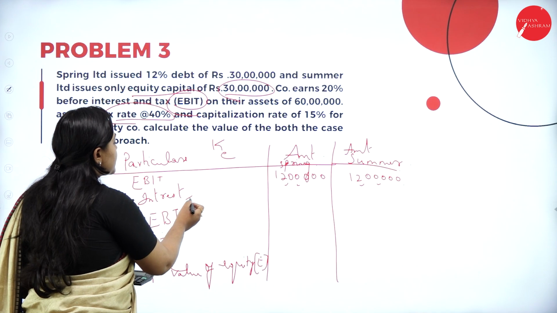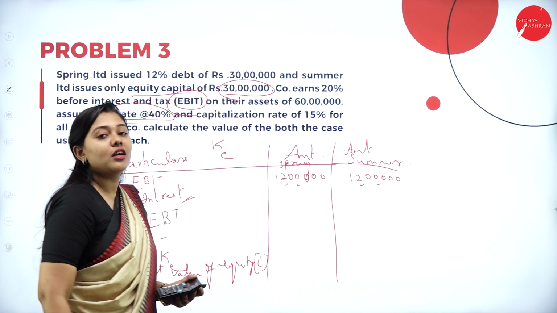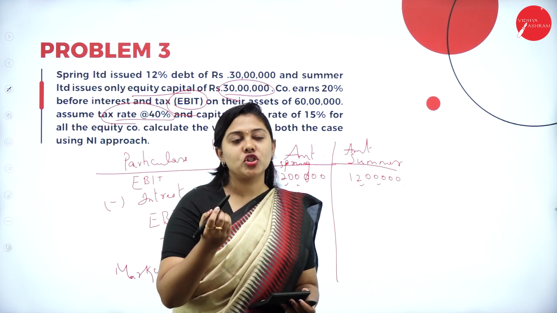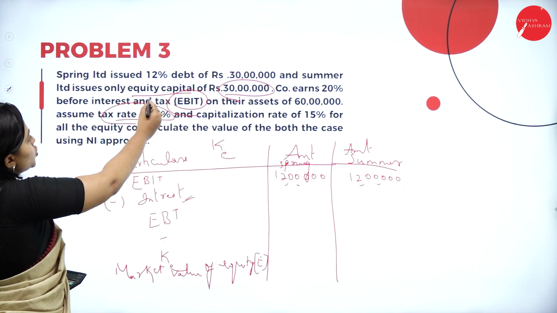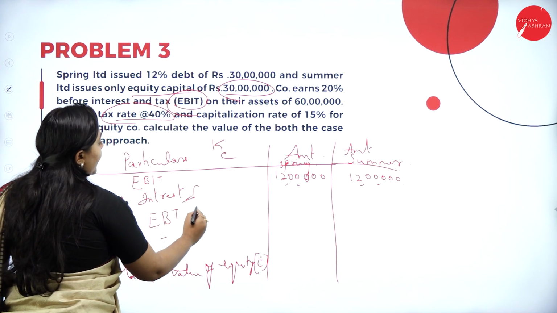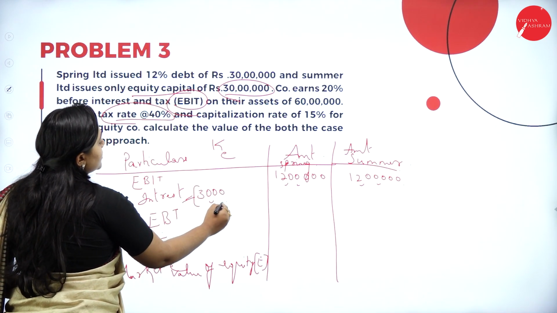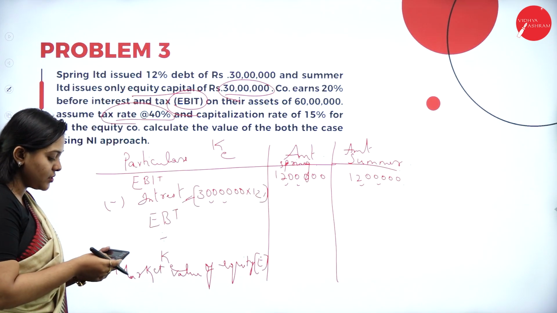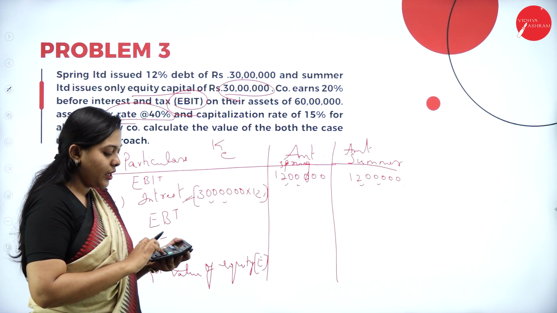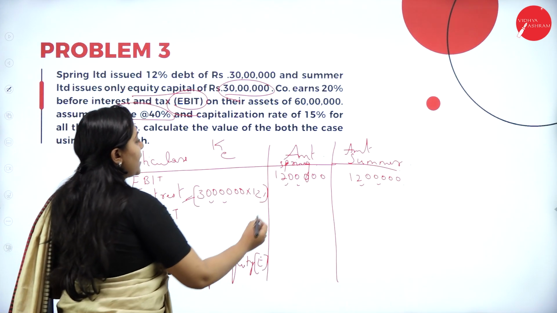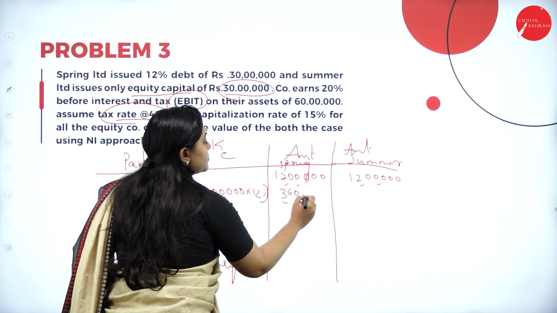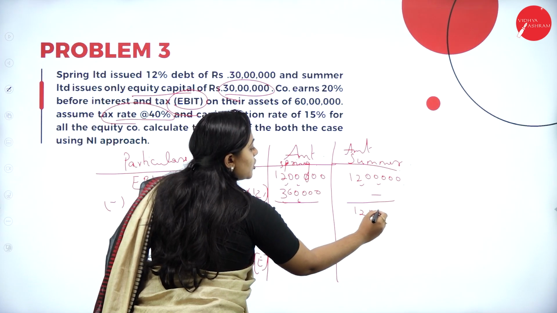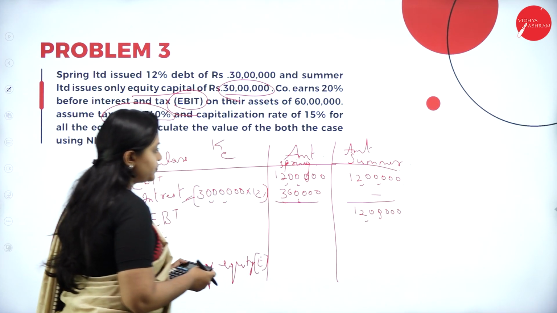So only interest calculation we are doing for Spring Company, because only Spring Company has used debt in their capital structure. That is how many percent? So 12% debt of 30 lakh. So 30 lakh into 12%. So how much is it? 30 lakh into 12%, it is 3,60,000. So this will be nil for Summer because they are using only equity capital.